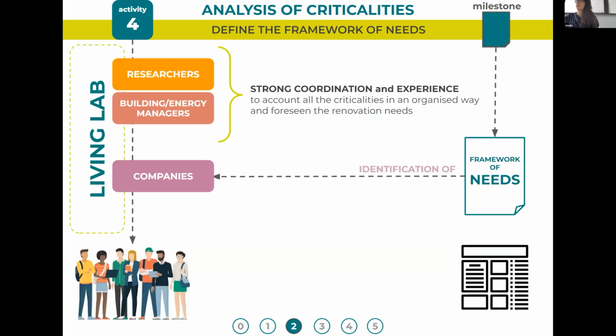Also, all the analysis of criticalities is mostly performed by researchers and building energy managers. In this case, the identification of the framework of need is very useful to identify the companies to involve in the following phase of the renovation project.